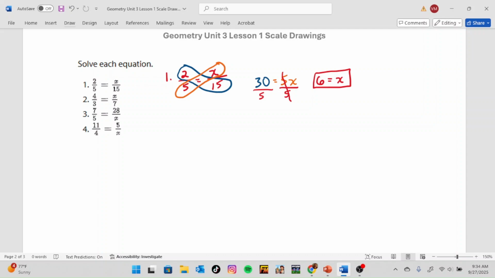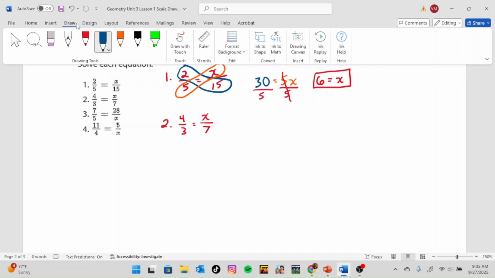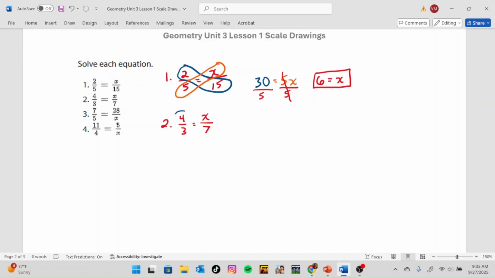Now let's look at number 2, we have 4 over 3 equals x over 7. So again, I'm going to cross multiply. Top left times bottom right, 4 times 7 is 28.